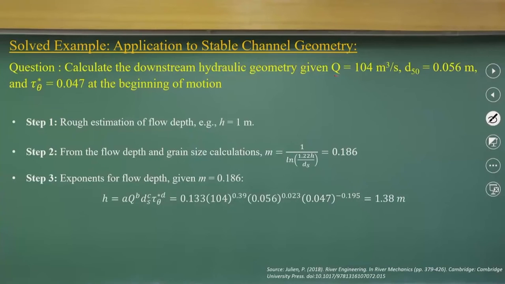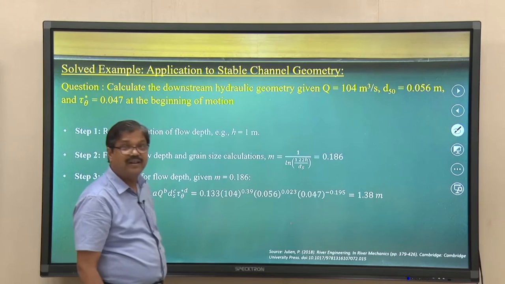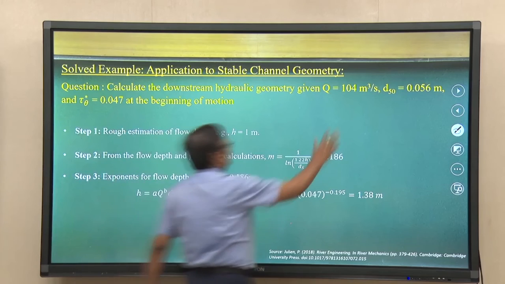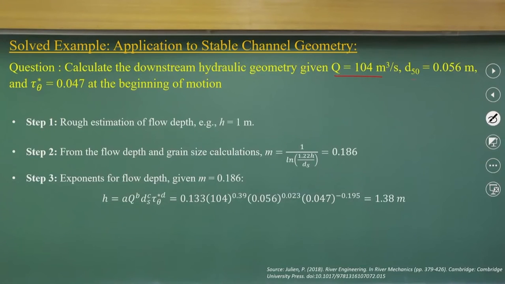Now, if you look at the next level of interpretation, many times we know the discharge and the D50 value, and we know the Shields number at the beginning of motion. Can we compute the downstream hydraulic geometry? That means we need to compute depth, width, the perimeter, the velocity and the slope. Discharge is known, D50 is known to us.